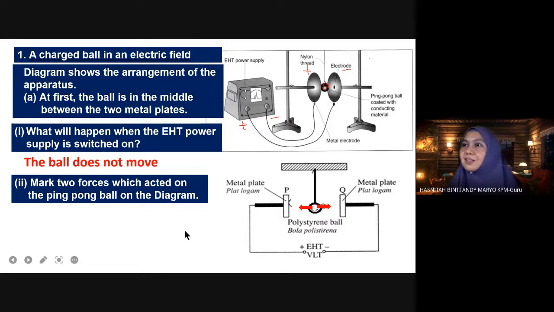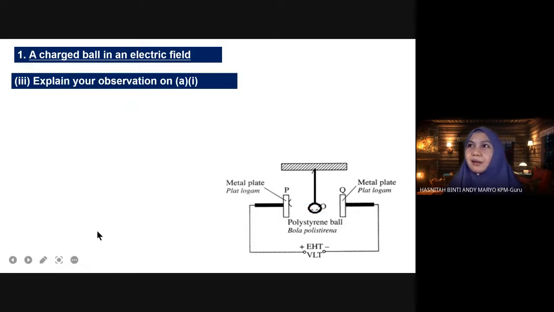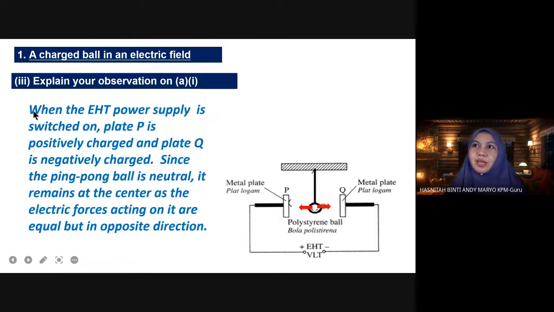So we understand here the forces acting on both sides are equal. That's why it remains at the center. So this is how you can explain this observation. We can say when the EHT power supply is switched on, plate P is positively charged, and plate Q is negatively charged. So this is the positive terminal, so P is positive charge, then Q is negative.